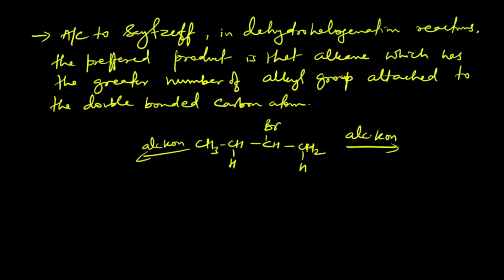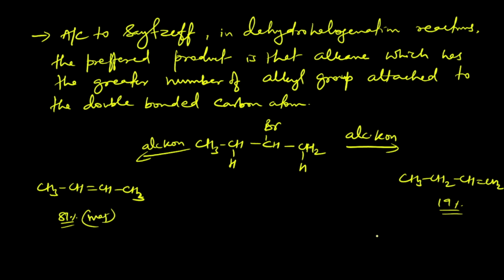Now we are getting two types of product. One product is CH3, CH double bond CH, CH3. The second type of product we are getting is CH3, CH2, CH double bond CH2. Right? And you know the major product will be this one. Okay, 81% product we are getting this. Only 19% product we are getting this. So this is your major product and this is your minor product. How? See, both are alcoholic KOH, but we are getting two types of product. And now what Saytzeff is saying, the alkene which has the greater number of alkyl groups attached to the double bonded carbon atom. It means the more substitution present on the double bond, that will be your major product.